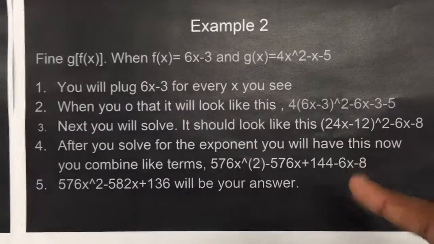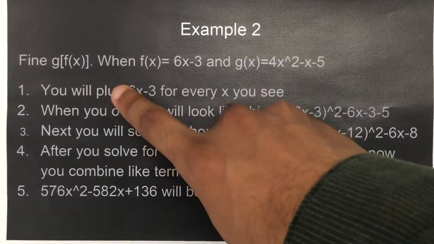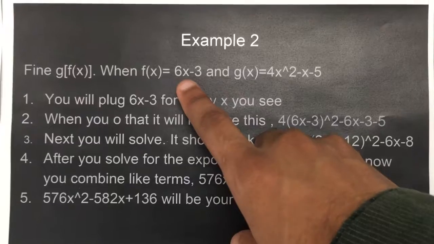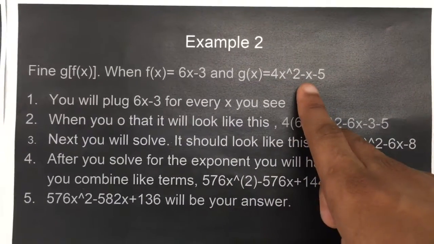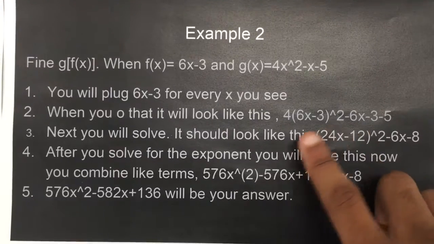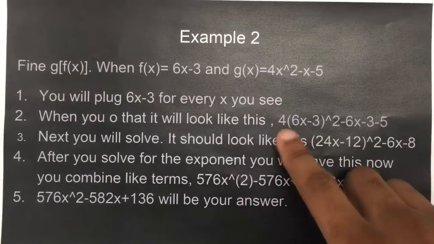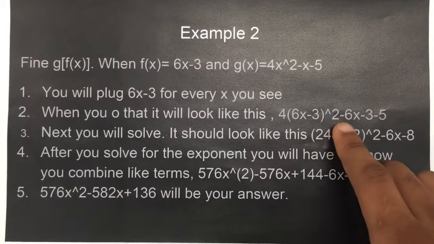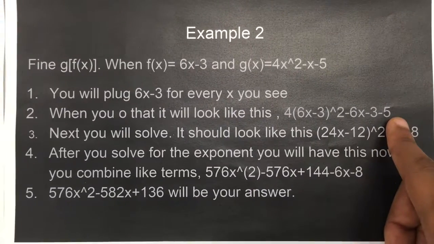With this one, you're finding g of f of x, which means you will take your f now and substitute it in for all the x's you see in g of x. When you do that, it would look like 4 times (6 minus 3x) squared, minus 6x minus 3, minus 5.